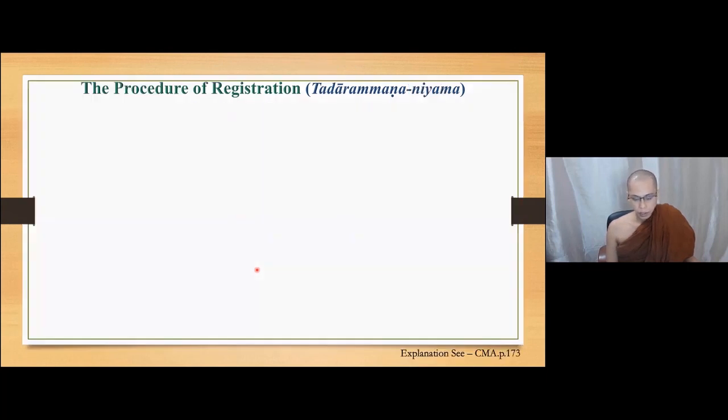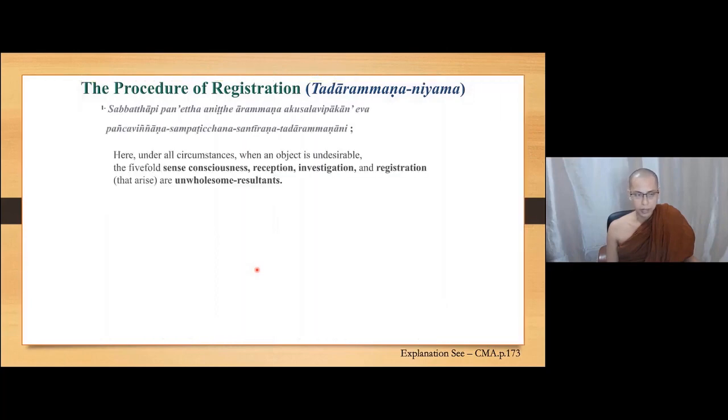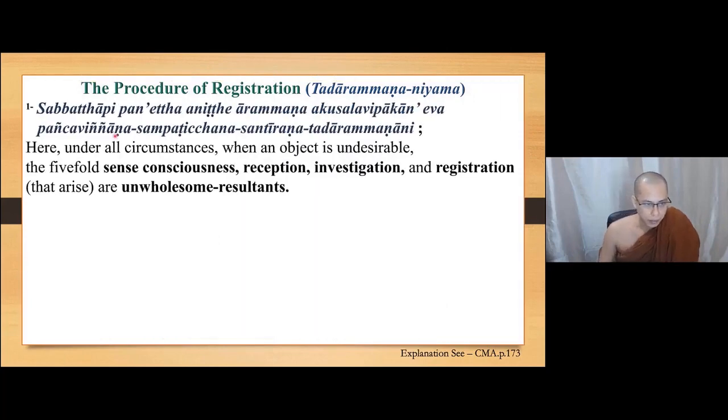Then the procedure of registration, the Tadarammana Niyama. Here the text: Sabbatthapi panitthi anittharammane. Anittha is undesirable, and arammana is object. So anittharammane here refers to an undesirable object. And Akusala Vipaka: Neva Pancha Vinnana, Sampaticchana, Santirana, Tadarammana. So four types of sense-sphere consciousness. Sense-sphere consciousness is called Pancha Vinnana.